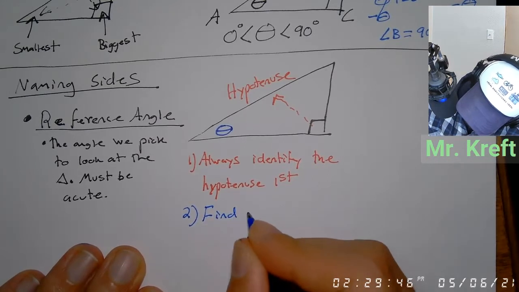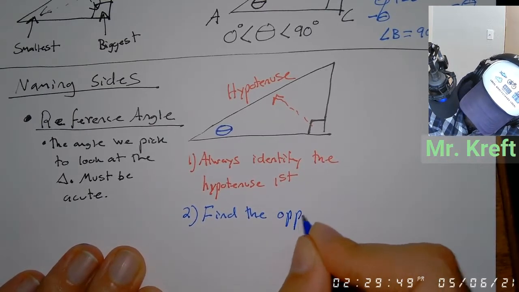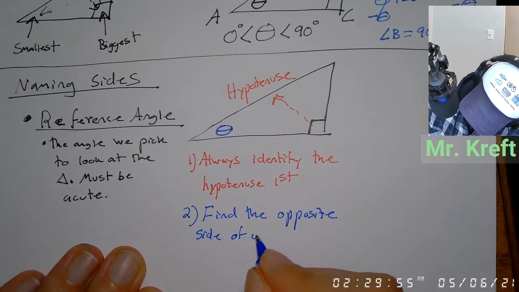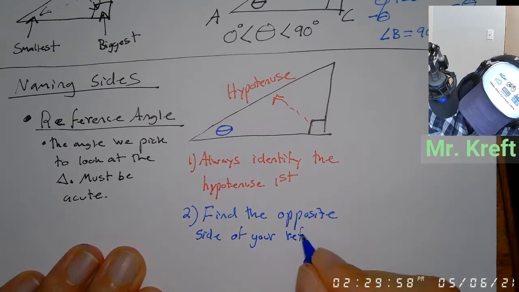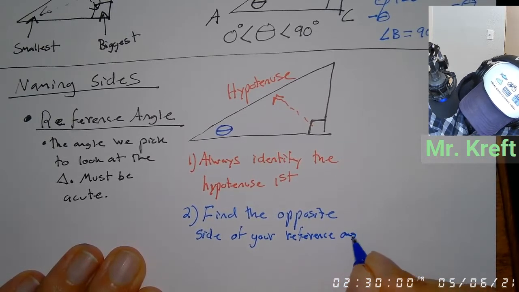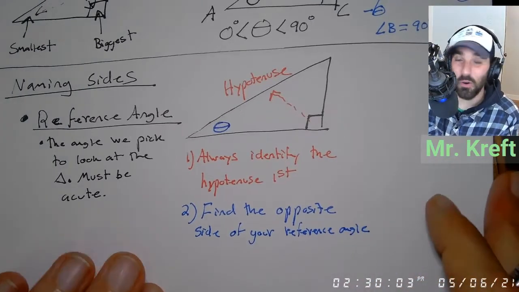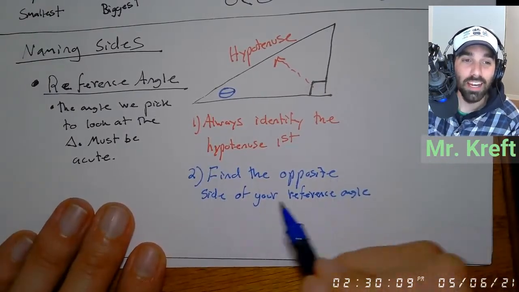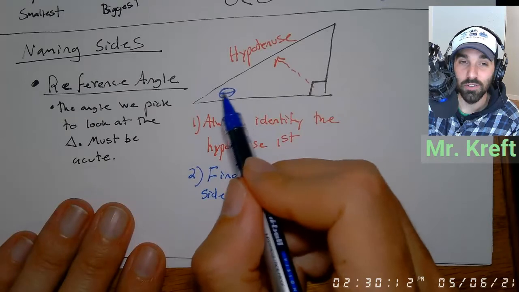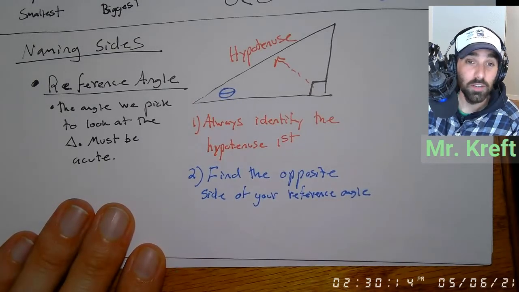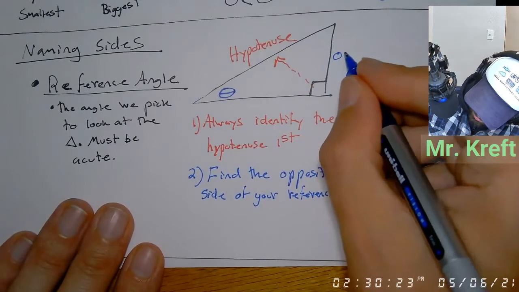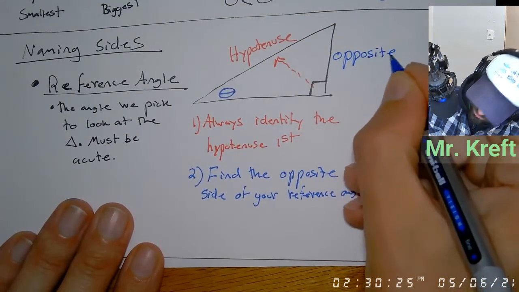Then find the opposite side of your reference angle. And I'm not joking, guys. You have to do it in this order or mistakes are going to be made, and you're going to be like, oh man, Kreft warned me. My reference angle here is in blue. Another way of saying opposite is furthest away. So the side furthest away from my reference angle is all the way over here. This is my opposite.